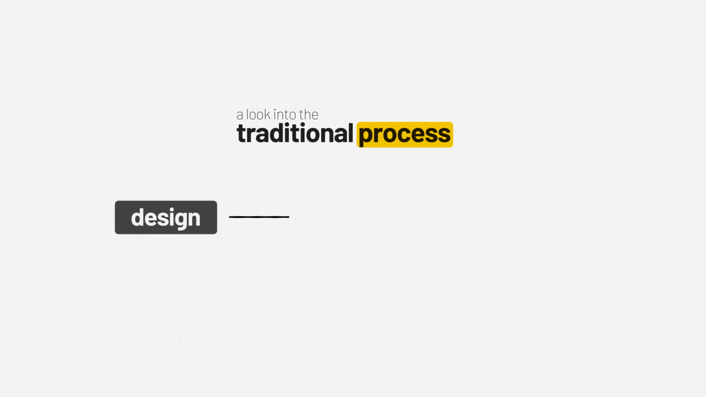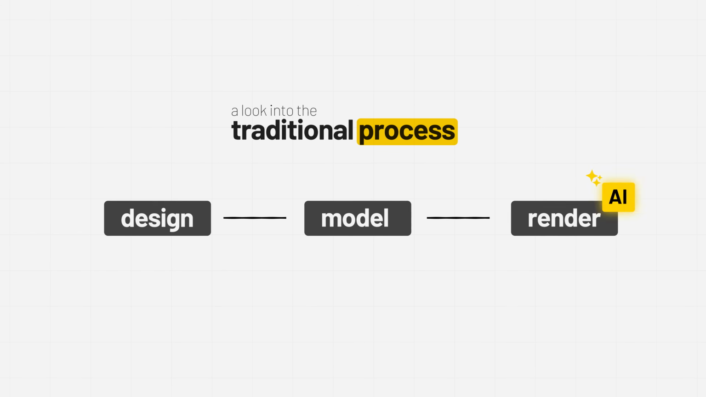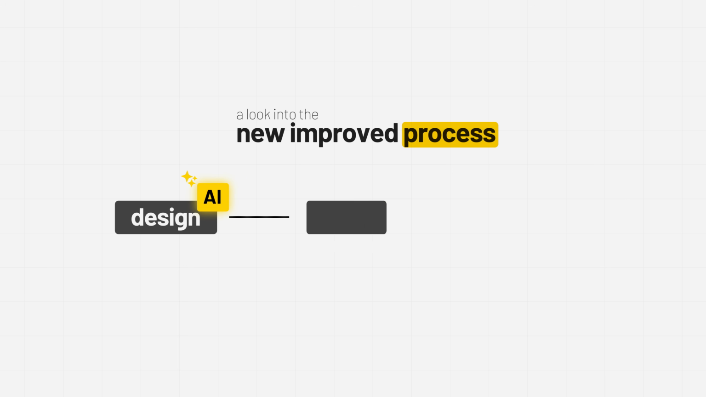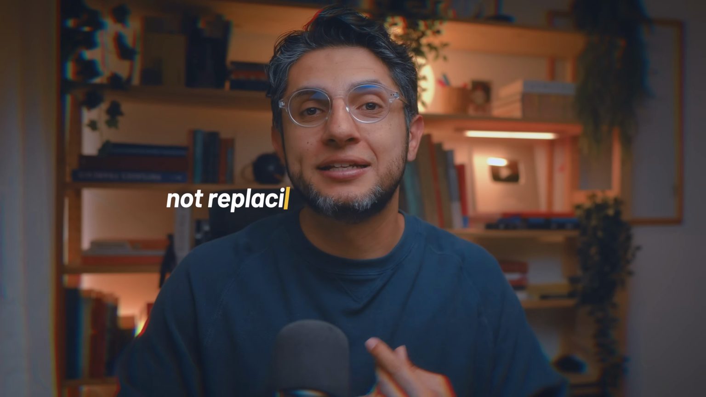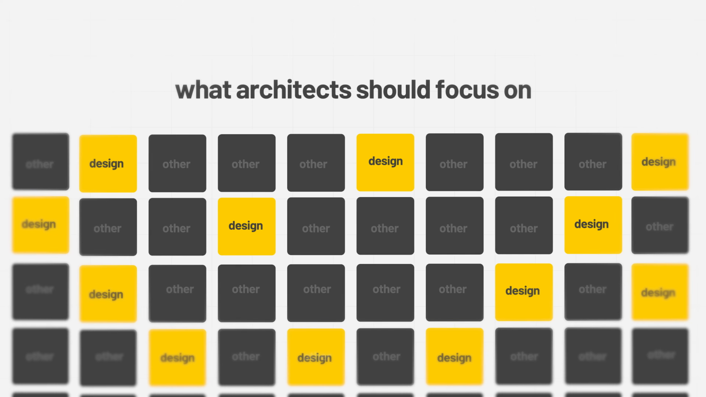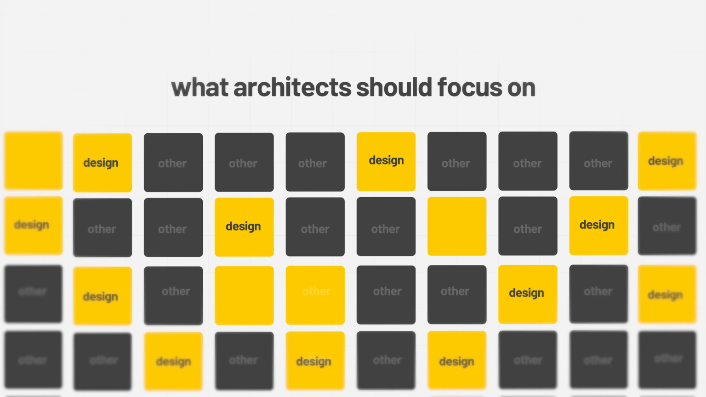There's a version of your workflow where AI helps you at the end. You design, you model, you render, and then AI does something to the final image, or at least that's how some people are using it. And then there's a version where AI is present at every single stage of the process, not replacing the design decisions, but replacing the parts that were honestly never really designed to begin with. And that second version, that's what we're building today.